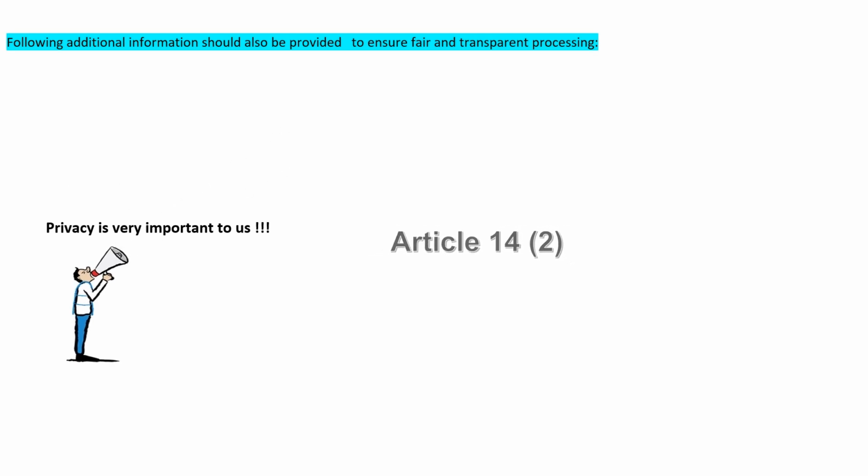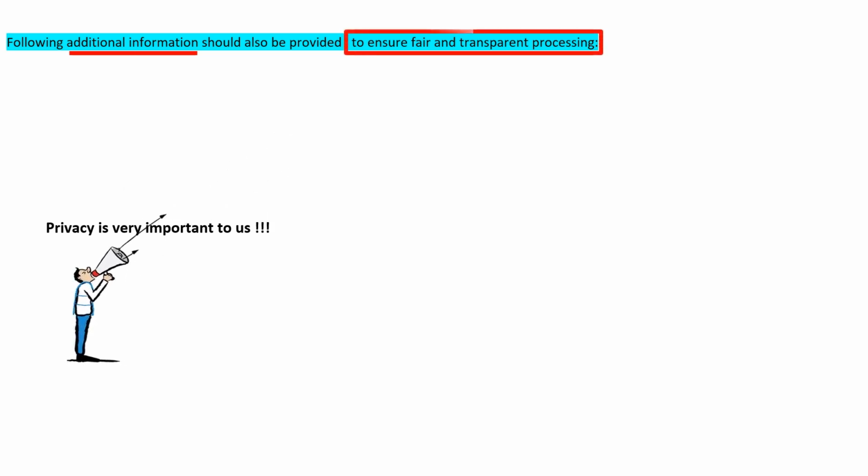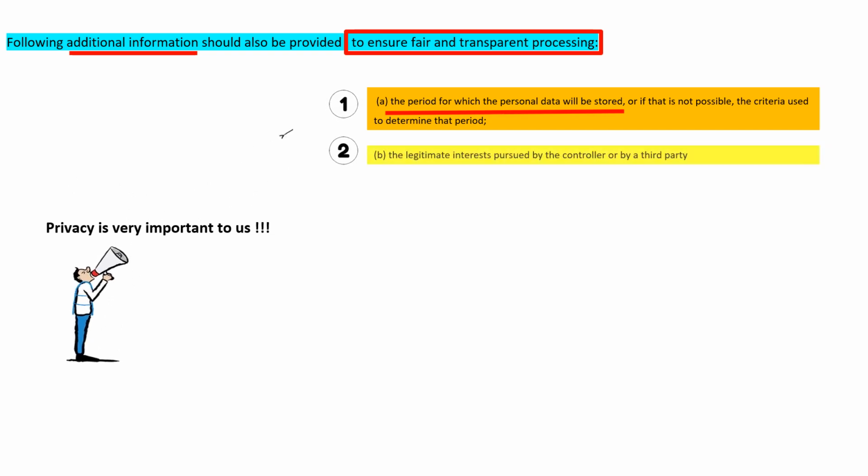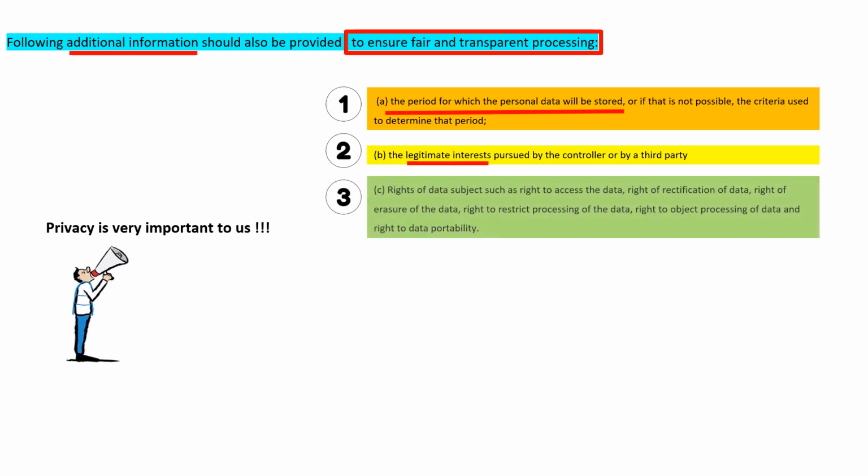As per Article 14.2, the following additional information should also be provided to ensure fair and transparent processing. First one, the period for which personal data will be stored. Second one, the legitimate interest pursued by the controller or by a third party. Third one, different rights of the data subject such as the right to access the data, right of rectification, right of erasure, etc.